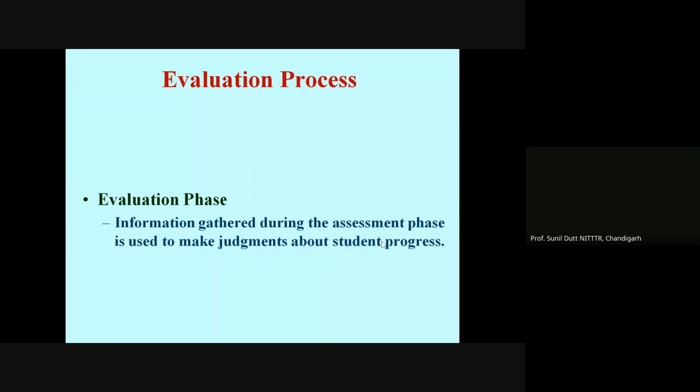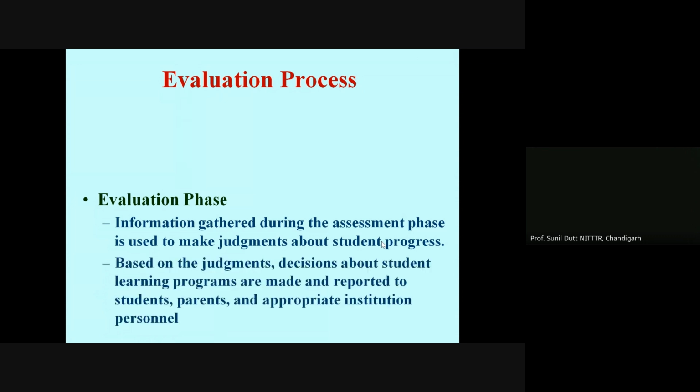Then the third phase is the evaluation phase. During this phase, the information the teacher has collected during the previous phase, that is the assessment phase, will be used to make judgments and decisions about student progress. Based upon the judgment, decisions are made about student learning programs, and these are reported to the students, their parents, and the administrative institutional personnel.